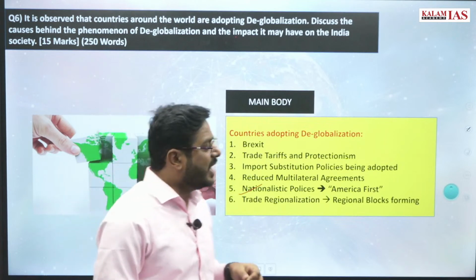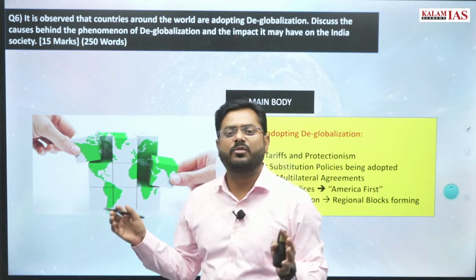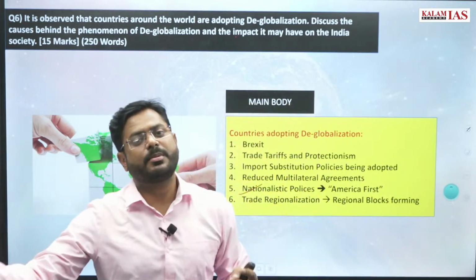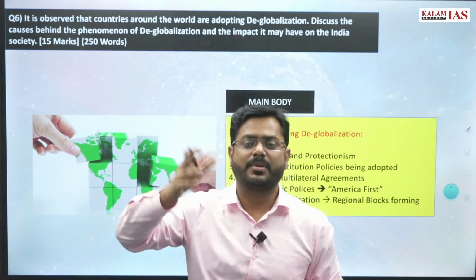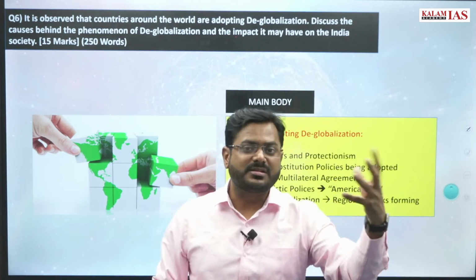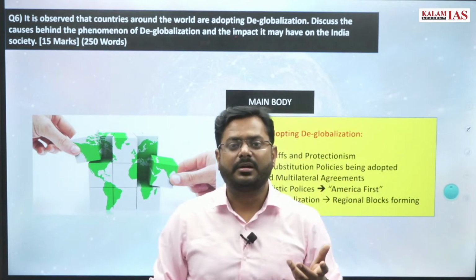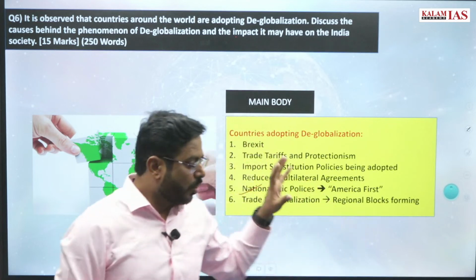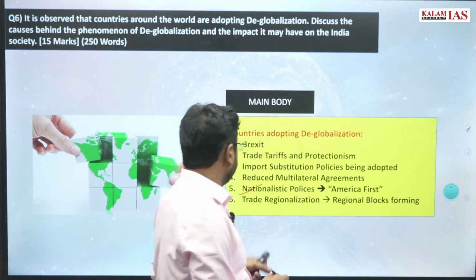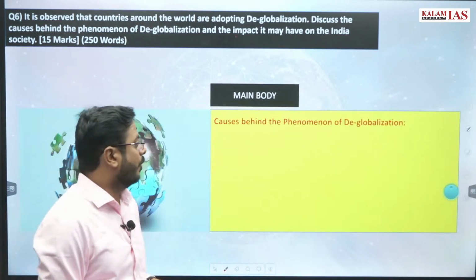And the trade regionalization. Instead of going for the World Trade Organization, where the whole world is trading, from the least developed countries to the developing countries to the developed countries, instead of that, they are going for regional trades. For example, RCEP is coming, right? So this reflects that deglobalization is happening around the world.